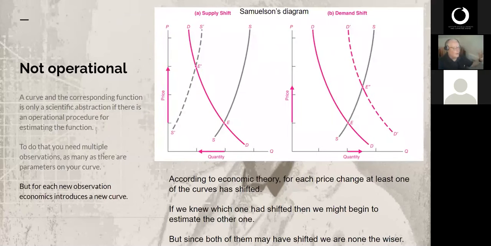But it's not observational because according to neoclassical economics, any change in price is produced by a shift of one of the curves. So a price can be explained in terms of the supply curve shifting in the first case, or the demand curve shifting. According to economic theory, each price change requires that at least one of the curves has shifted. And if we knew which one had shifted, then we might be able to estimate the other one, but we could never estimate the one that had shifted. But since both of them may have shifted, we're none the wiser.